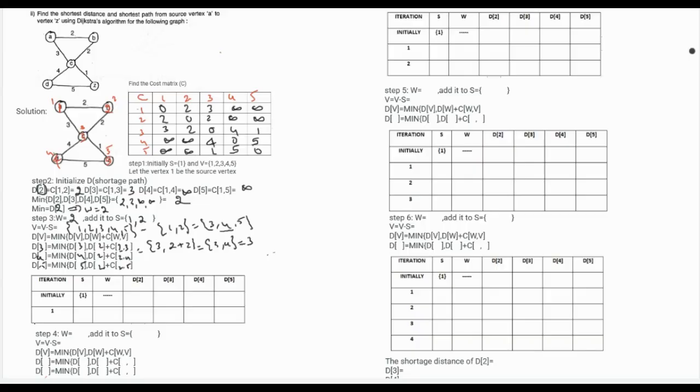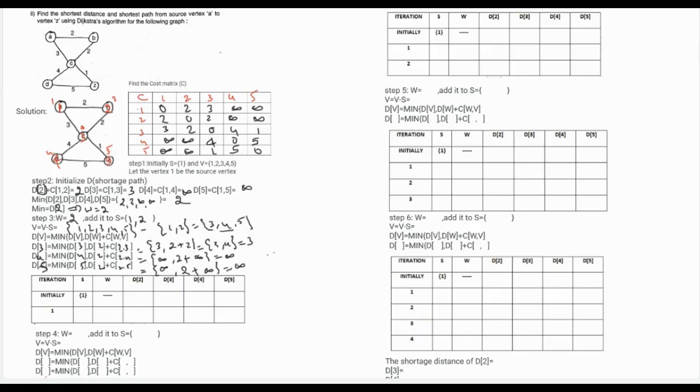The next one, D4 is how much? Infinity. Then D2 is 2, plus second row fourth column, which is infinity. So the answer is infinite. The next one is D5. D5 is infinity. Then D2 is 2, plus second row fifth column, which is infinite. So this is also infinite.